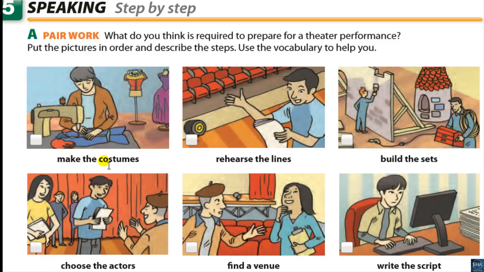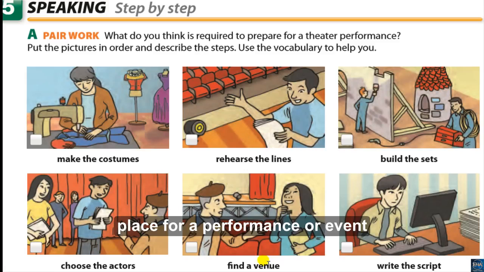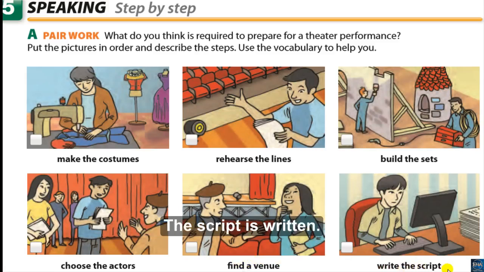So here, make the costumes. The costumes are made. Rehearse the lines. The lines are rehearsed. To rehearse, to let the actors speak loud. Build the sets. The sets are built. Choose the actors. The actors are chosen. A place, a position. A venue is found. Write the script. The script is written. Now, let's put them in order.